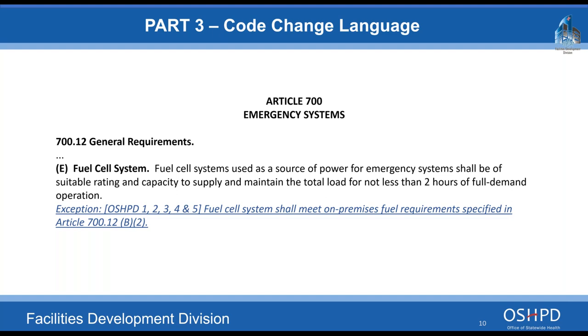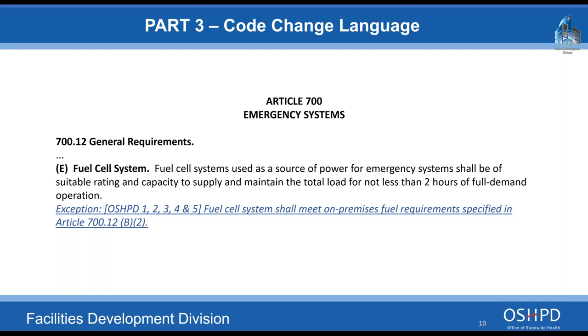In the model code, in Article 517.30, fuel cells were added as an acceptable alternative power source for the essential electrical system. We failed to add at the time a requirement for the amount of on-site fuel that is required when fuel cells are used. So we added this exception that points to the fuel requirements that you'll find for generators in Article 700.12b2. So if you're using a fuel cell as an alternate power source, it needs on-site fuel, just like a generator.